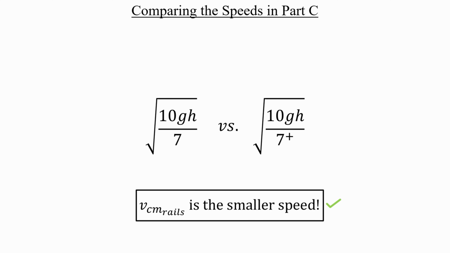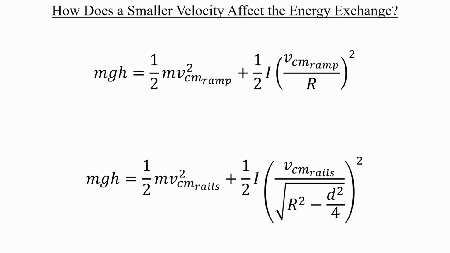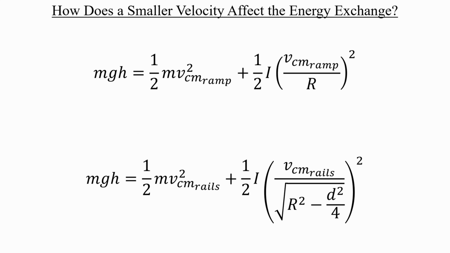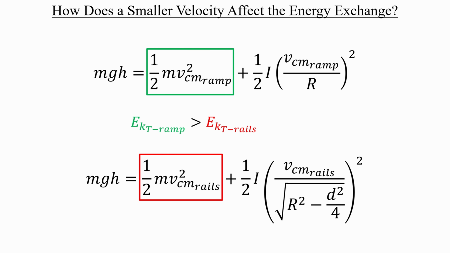But what about the energies? How are those affected? Let's pull up some expressions for both cases. If we start with the potential energy term on the left, there is no dependence on v anywhere. That amount will never change. We have the same starting potential energy no matter what. For the translational kinetic energy, we're taking the square of a larger speed when we use the ramp. So that makes it pretty clear which one is bigger between these two terms.